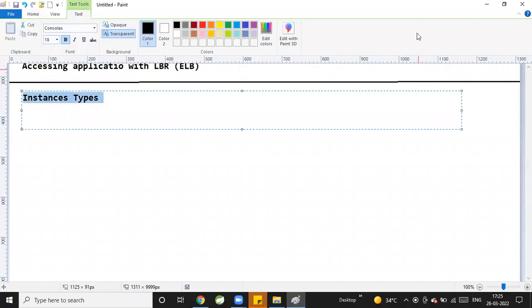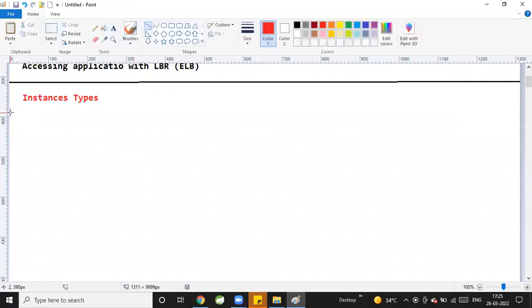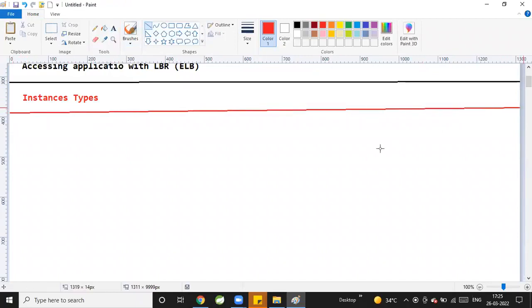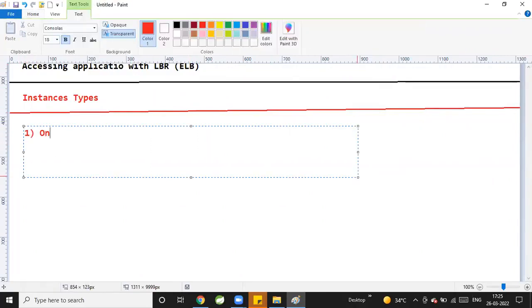Instance types. There are several types of instances available in EC2. We can categorize EC2 instances into four types. First one is on-demand instances.